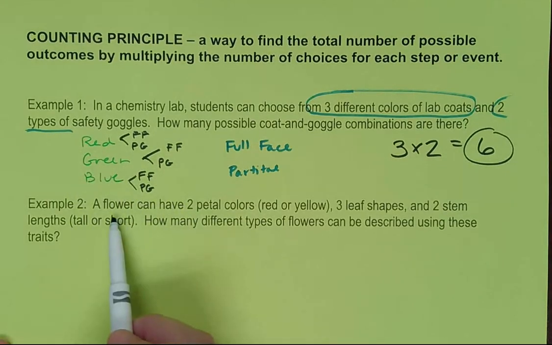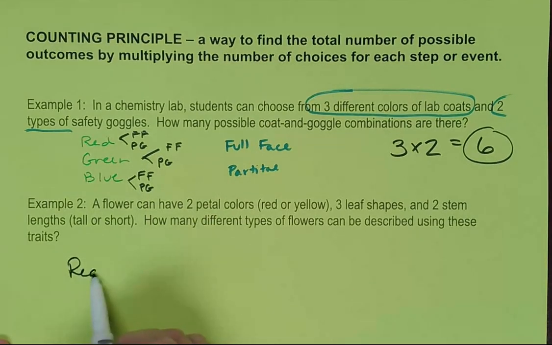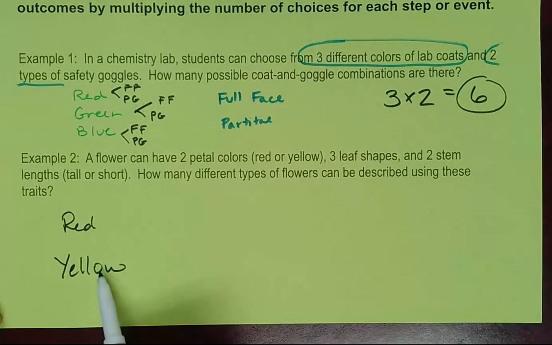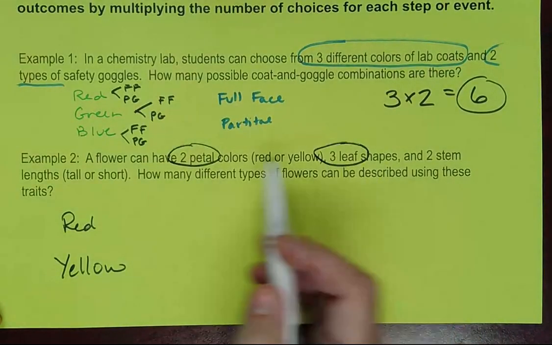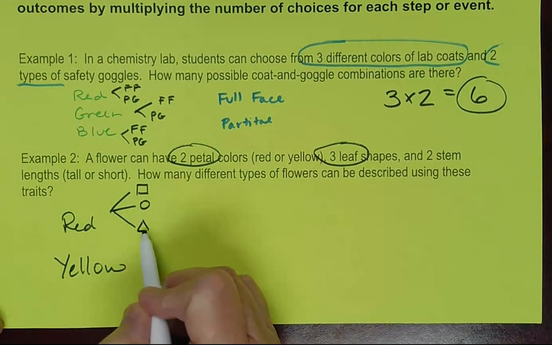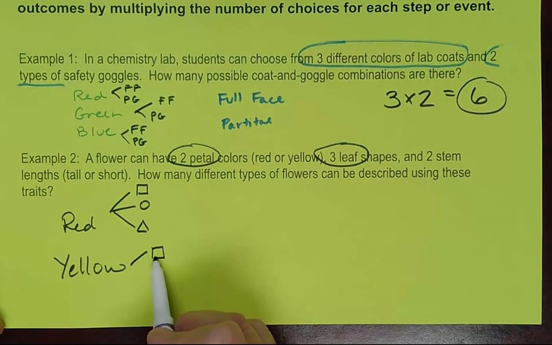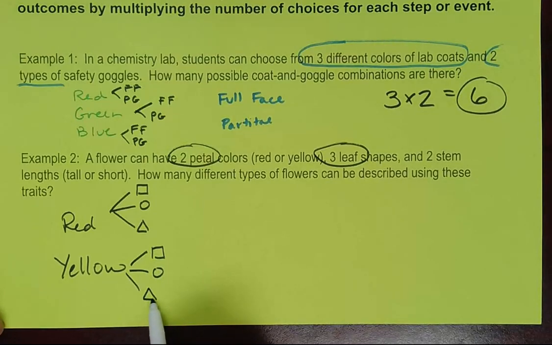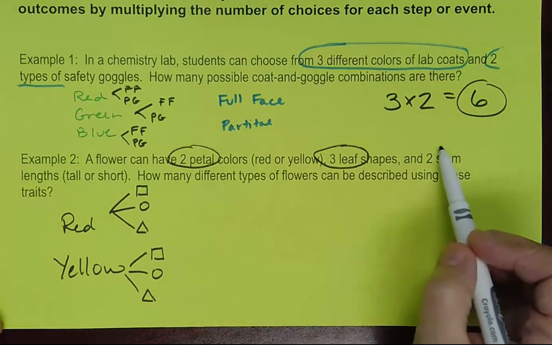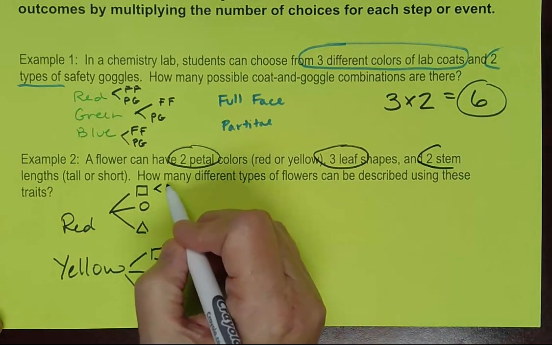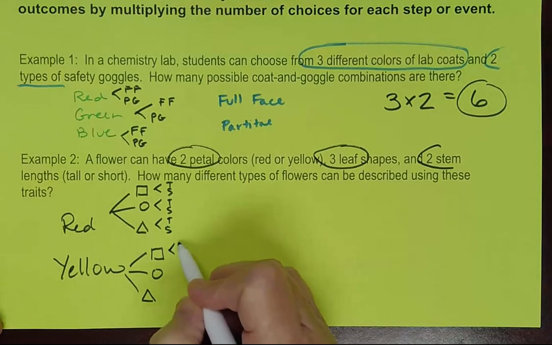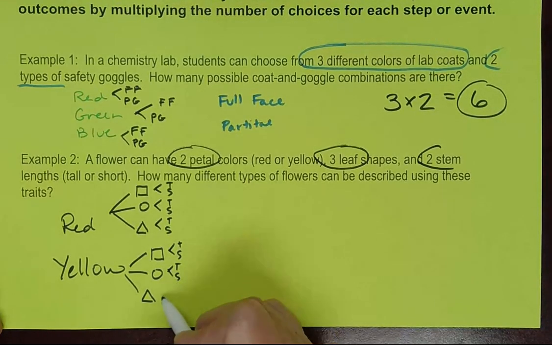The next one, I have flowers that have 2 petal colors, red or yellow. And each one of these has 3 leaf shapes. So let's say I'm just going to use square, circle, and triangle. Not that the leaves would be that shape, but just to show you. Square, circle, and triangle. So now I have 2 petals, 3 different shapes. So I'm already up to 6. And then 2 stem lengths, tall or short.